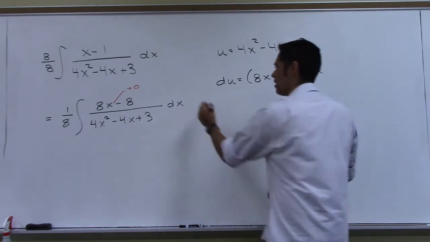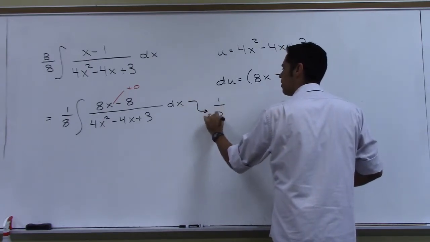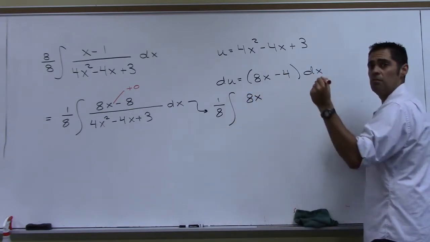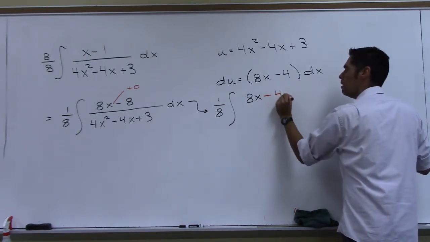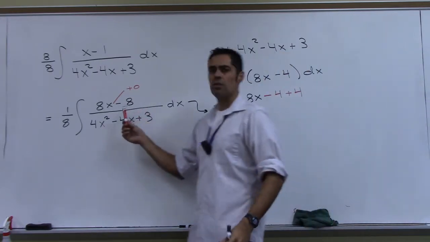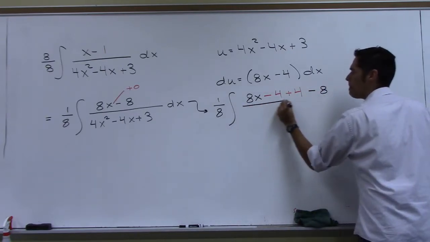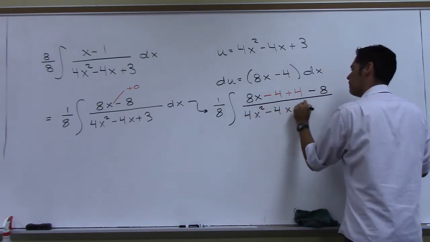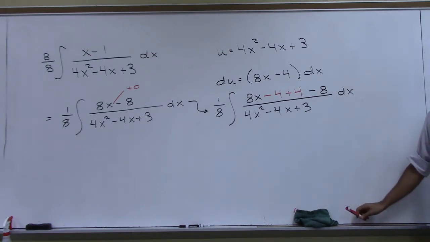So let's just see if this works out. I'm going to try and stay up high on the board so that everyone can see this. 1/8, bless you, integral. I have 8x. Here comes my 0. I want it to be a minus 4, right? So I'm going to put minus 4 plus 4. What was already there, though, that I didn't touch? Minus 8. So I have to put the minus 8 out here. All over the denominator, dx. Questions?